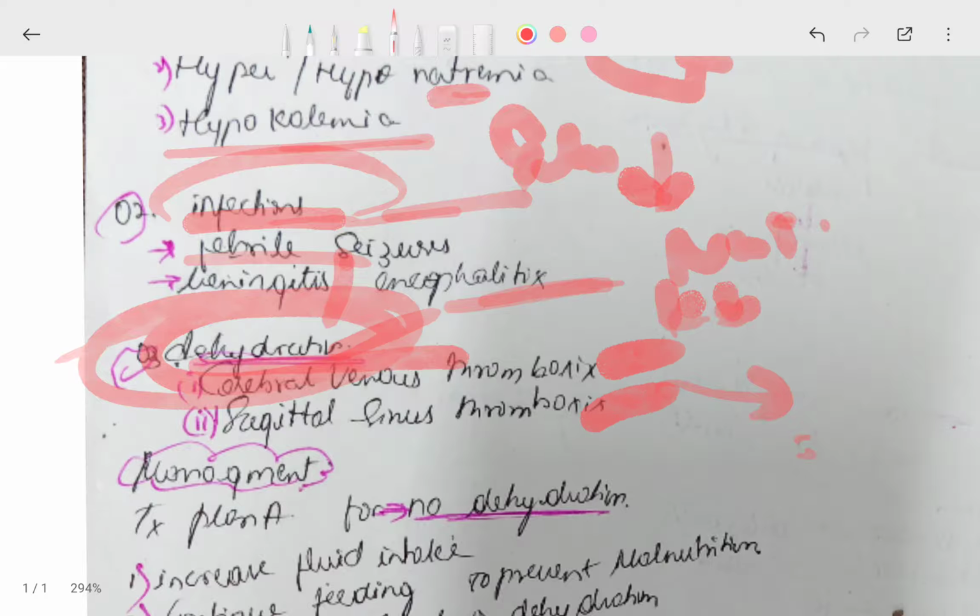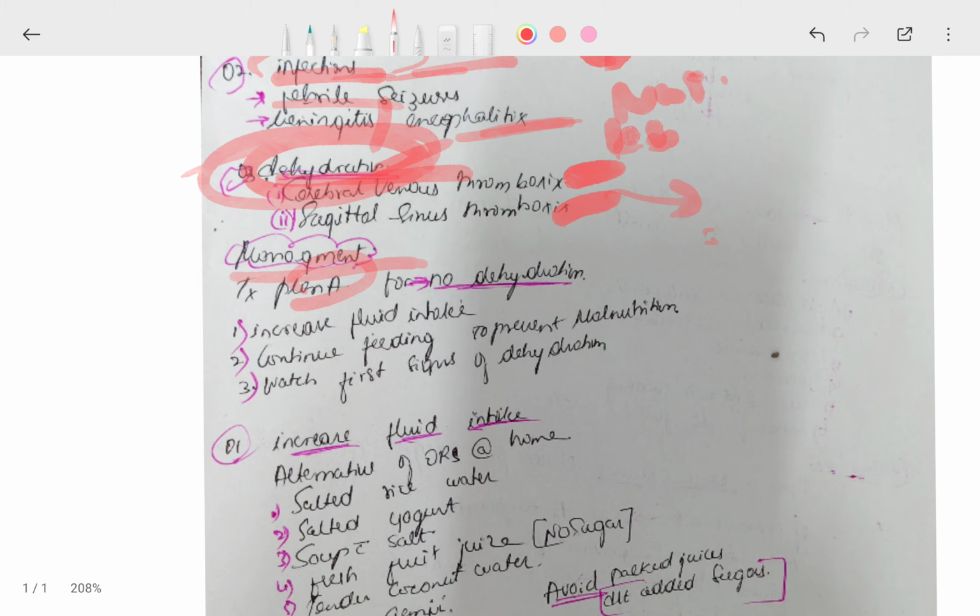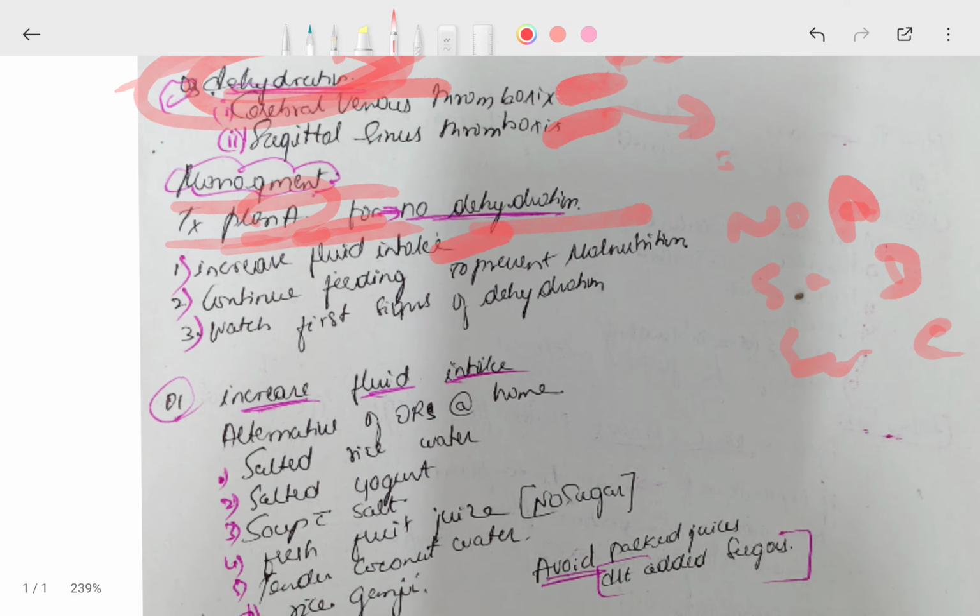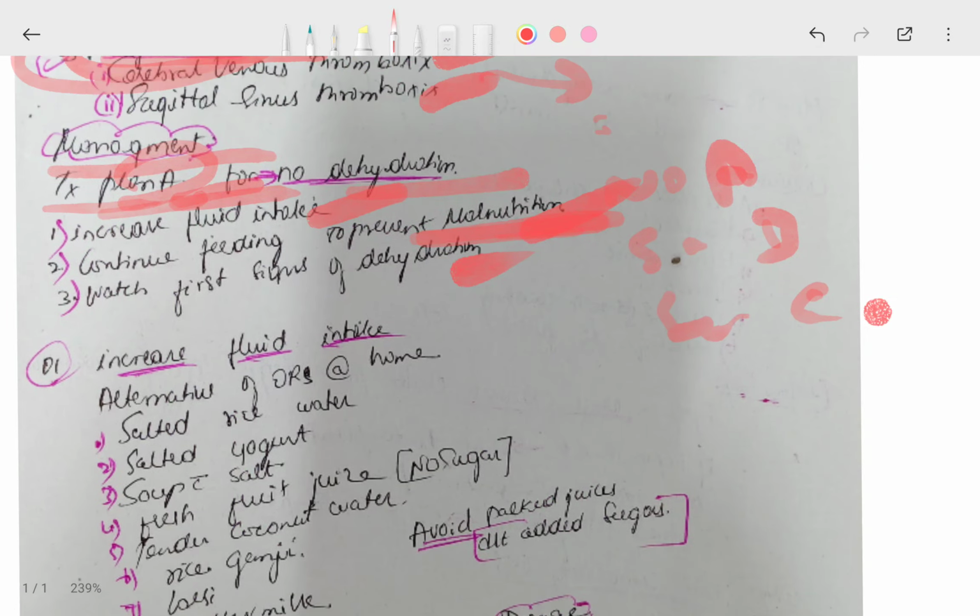How will you manage? For management, you have plan A, plan B, plan C. I already told, for no dehydration you have plan A, some dehydration you have plan B, whereas severe dehydration you have plan C. Treatment plan A is for no dehydration. You have to do three things: you have to increase fluid intake, continue feeding in order to prevent malnutrition, breastfeeding should be continued, and you have to watch for the signs of dehydration, which are danger signs.